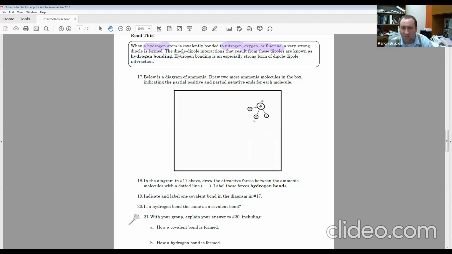Hydrogen bonding is an especially strong form of that interaction. Why those three? Nitrogen, oxygen, and fluorine are very electronegative and have a very compact negative charge because they are so small. And so that combination of the electronegativity and the size means that we've got an extreme level of polarity there.